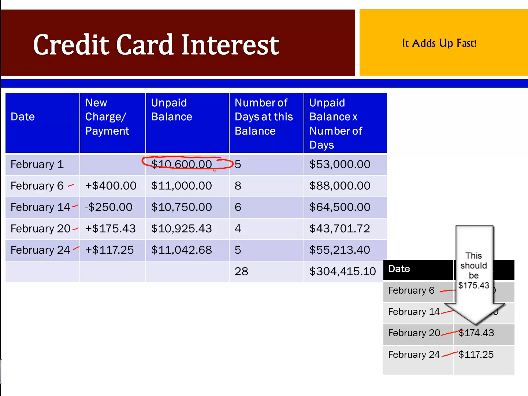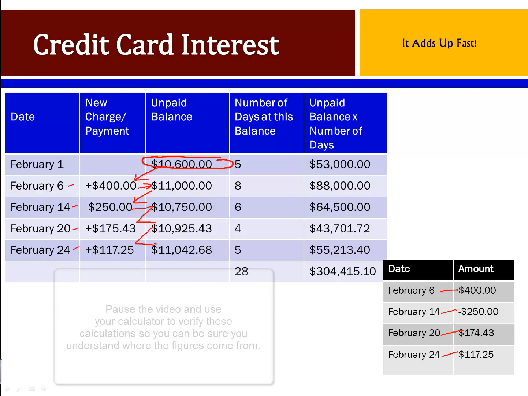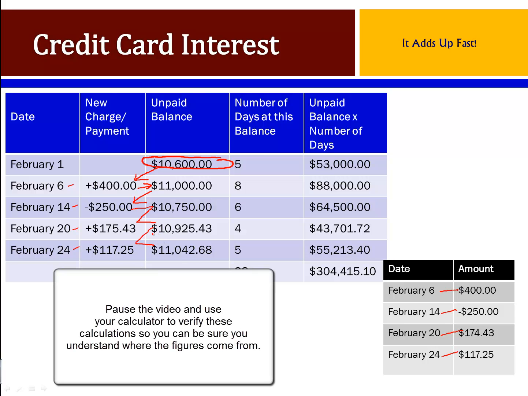So after $10,600, this next entry of $11,000 comes from taking $10,600, adding $400 to get $11,000. Then $11,000 is reduced by $250 to get $10,750 because the $250 was a payment. Then the balance of $10,750 changes by adding $175.43 to get to $10,925.43. Then the last activity on the card was to charge an additional $117.25, so the balance is now $11,042.68.